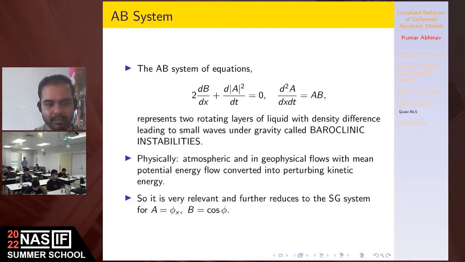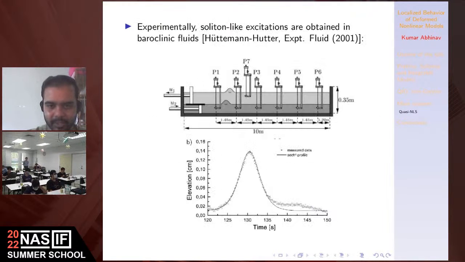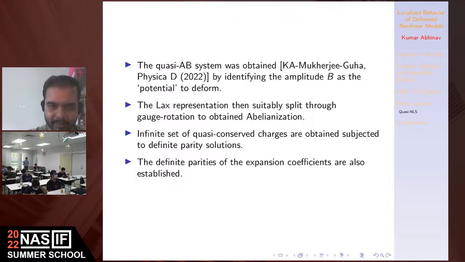B becomes the potential for the sine-Gordon system, and A has to be a real function, which is a derivative of phi, if you assume. So B has to be a real function. Sorry, B has to be the potential. And if you identify B to be the potential, you deform B in the AB system. And you do all this Lax mechanism of abelianization and you pass through.